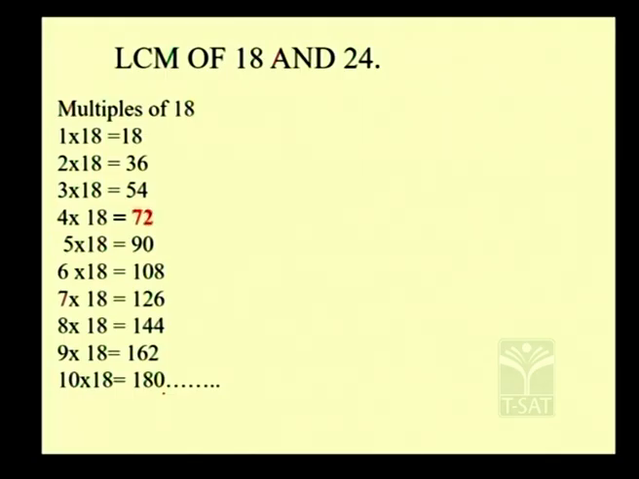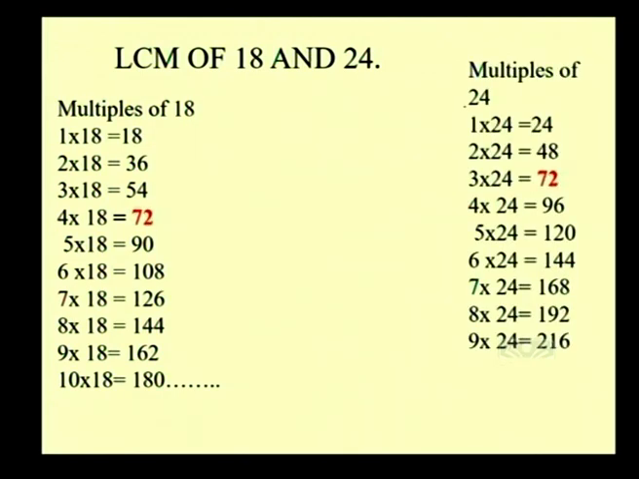Multiples of 18 means 18 multiplied with some other numbers. So, 18 ones are 18, and so on: 18, 36, 54, 72, 90, 108, 126, 144, like so on. We are having 18 multiples here.